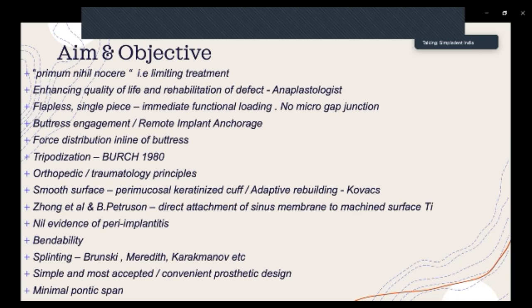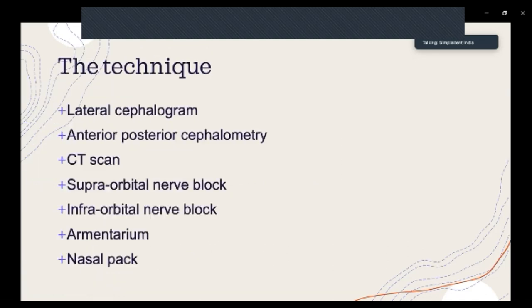And we are doing always splinting. Splinting is a well-known protocol given by Karakmanov, Meredith, Brunsky, that splinting is necessary to do the major functional loading implantology. And our aim is to give the most convenient prosthetic design, that can be fabricated in your city or just in your clinic or just next to your clinic. And we want to have minimal pontic span, that is our aim.